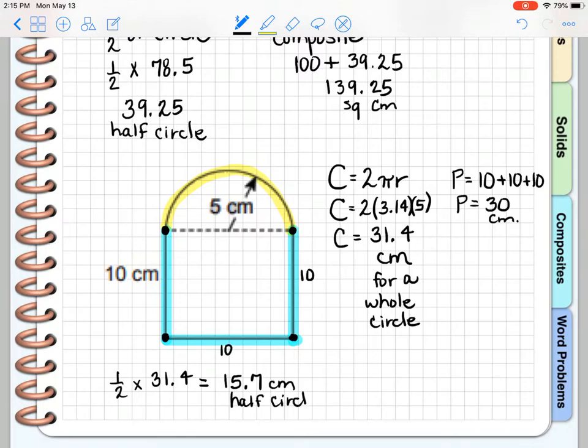And then we need to make a composite of those. And let me highlight that part, because we've got the half circle and then we've got the part of the square, and we need to put those together. So we're going to say 30 plus 15 7/10 is 45 7/10 centimeters. And that is your composite distance around the outer edge.